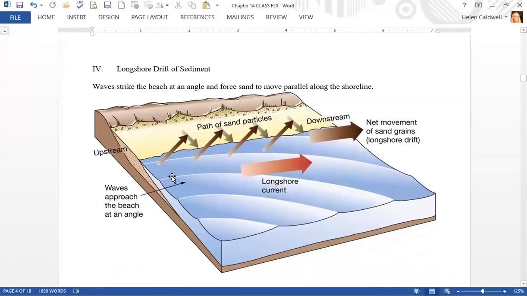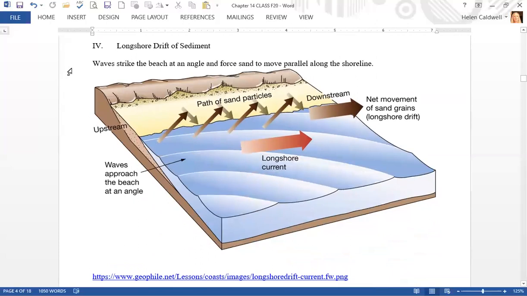All right, let's talk about how the sand moves down the beach. Longshore drift of sediments is another way to talk about sand moving. The waves strike the beach at an angle and they're forced to move parallel. It forces the sand to move parallel.